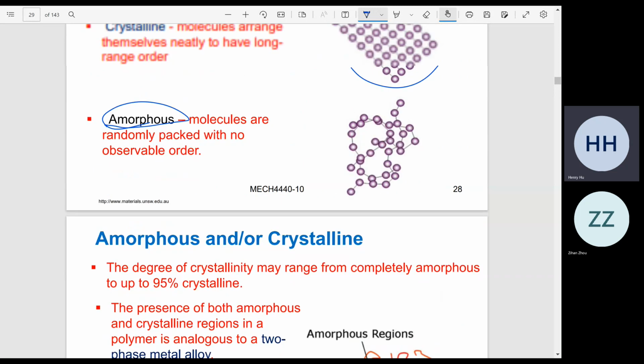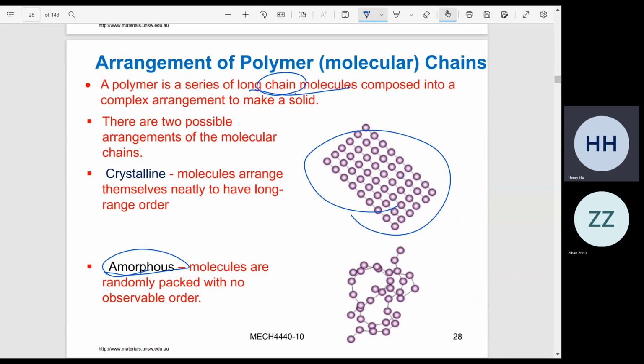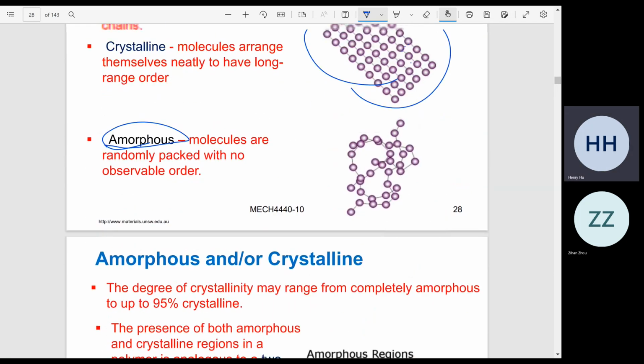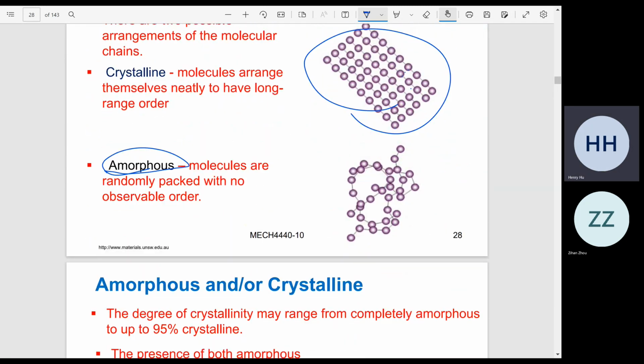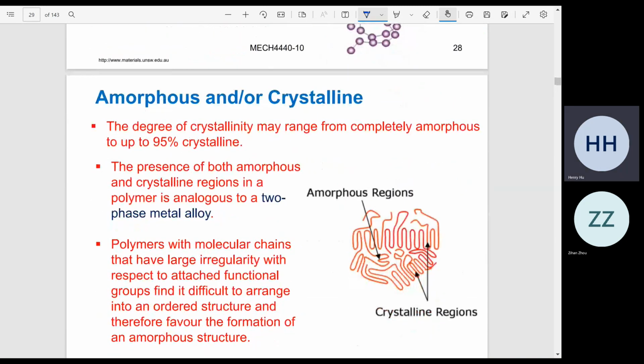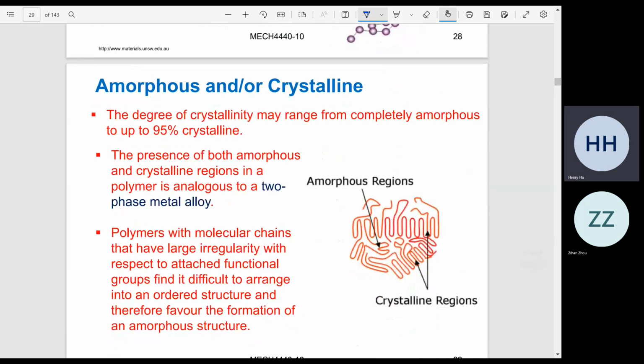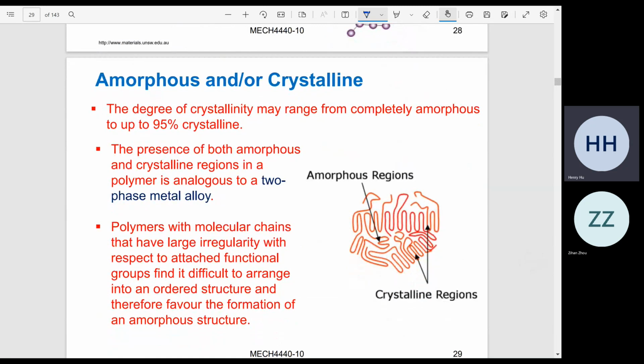So based on the arrangement of those molecular chains, we can have two different types. One is crystalline, another is amorphous. Is there any way we can mix them together? Yes, you can. You can have a polymer with a certain percentage of crystalline and a certain percentage of amorphous, and so you basically form a kind of semi-crystalline polymer.